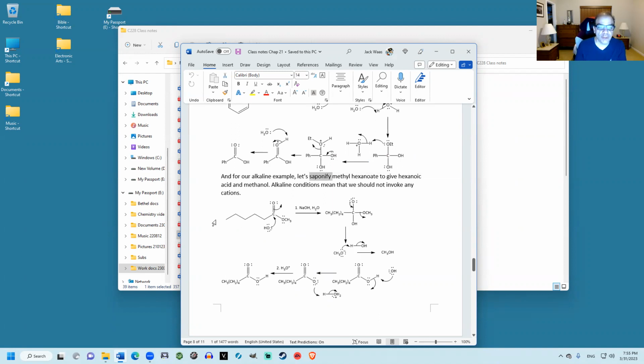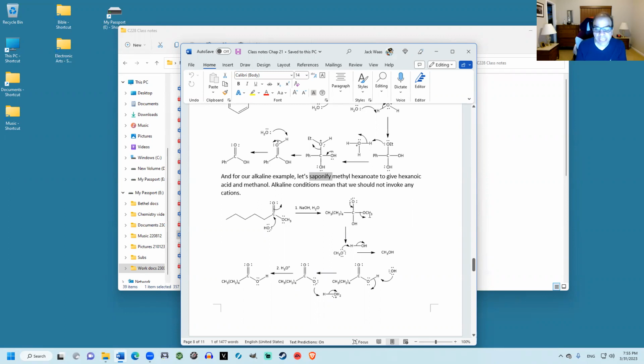And alkaline conditions mean that we should not invoke any cations. So we do not protonate the carbonyl oxygen first in basic solution. We just do our nucleophilic attack. Hydroxide attacks the carbonyl carbon, and we get this intermediate. And then, in the next step, we can lose methoxide as a leaving group.